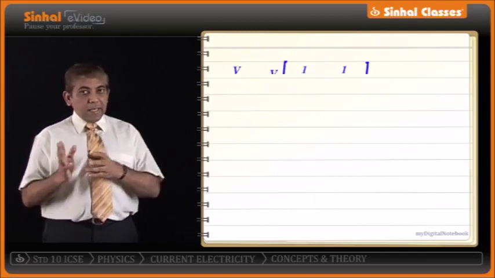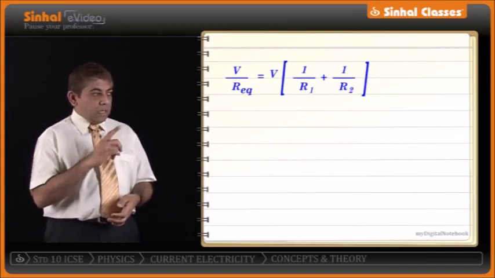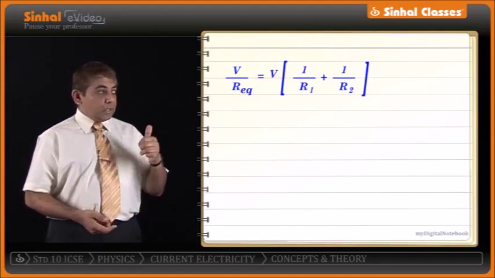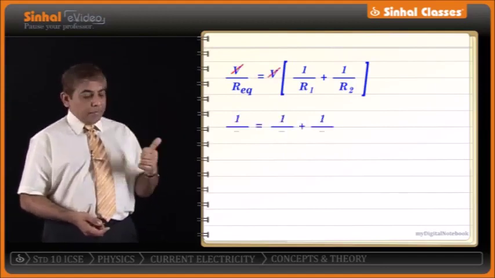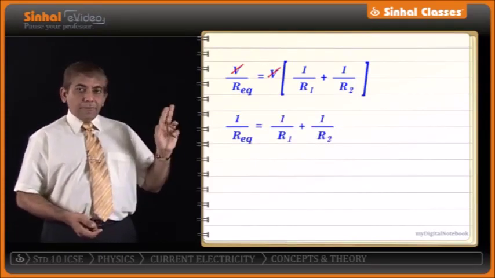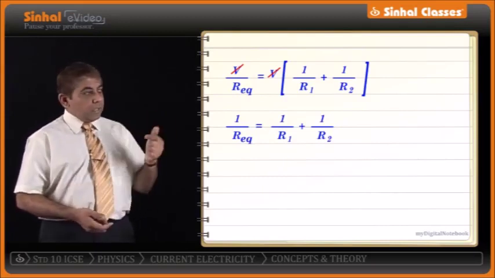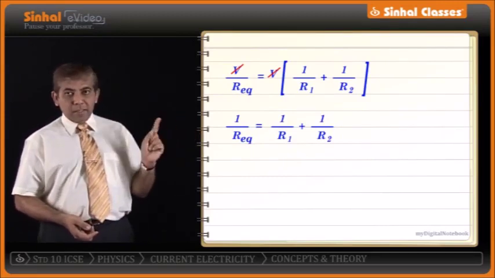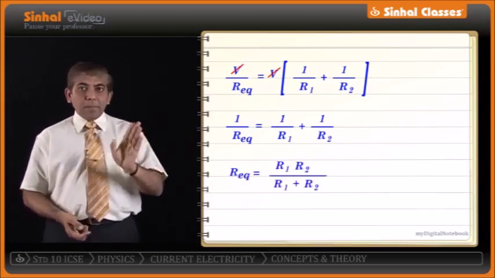From the right hand side, I can take V common. If I take V common, I get V into bracket 1 upon R1 plus 1 upon R2. Now since V is not equal to 0, I can divide both sides by V, thereby getting the relation 1 upon R is equal to 1 upon R1 plus 1 upon R2. If I take the LCM and reciprocal, I get the equation as R equivalent is equal to R1 R2 upon R1 plus R2.